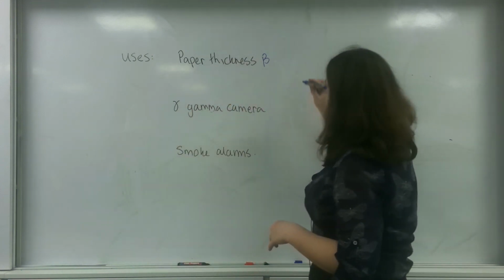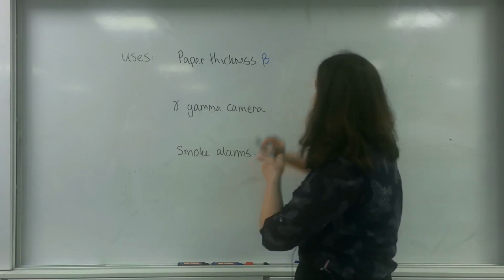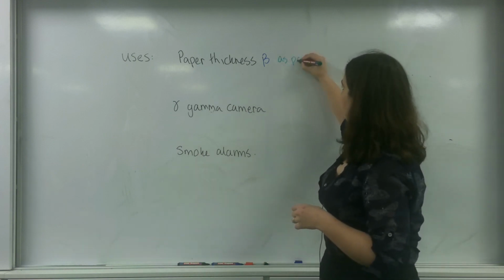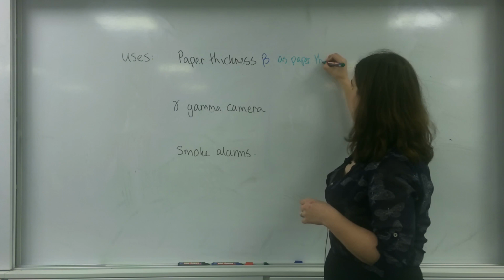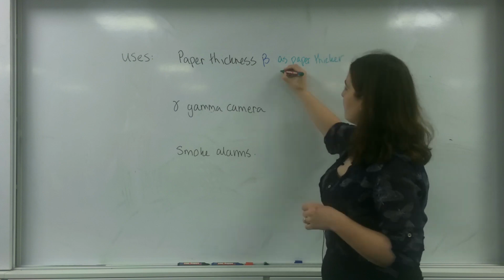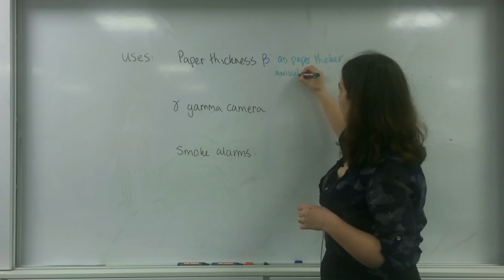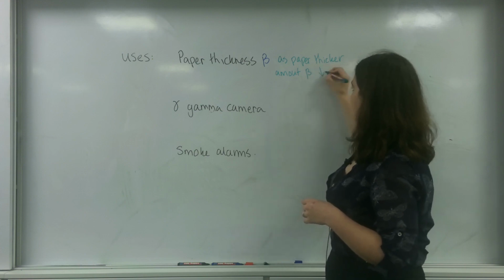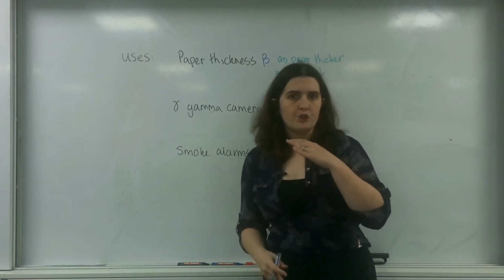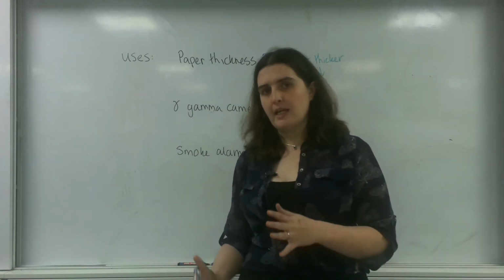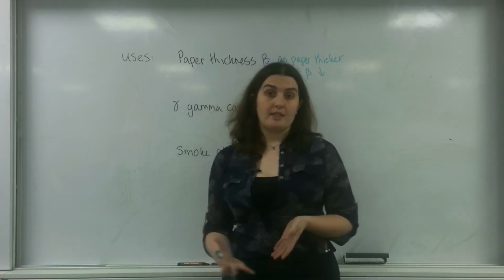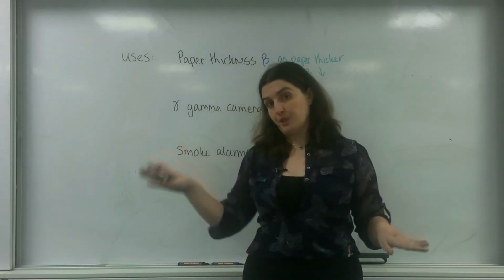So as the paper gets thicker, the amount of beta decreases. And of course you can work out if your paper is too thick or too thin by the amount of beta radiation, and that's how they use it on mass production lines.